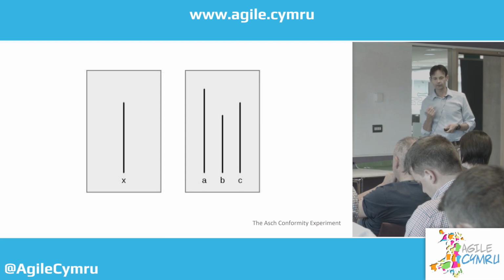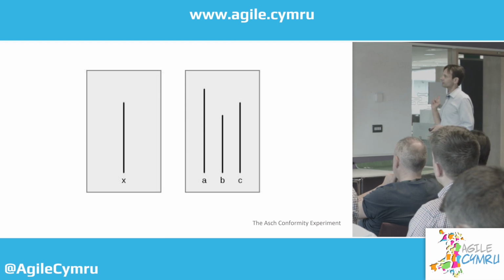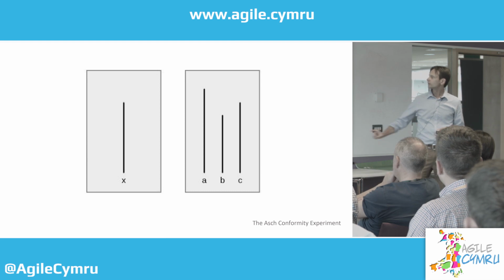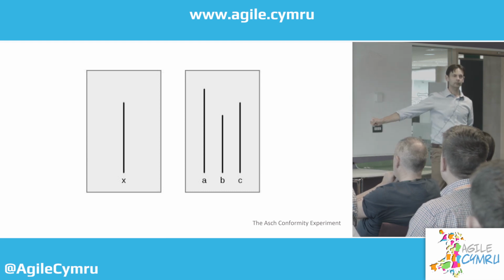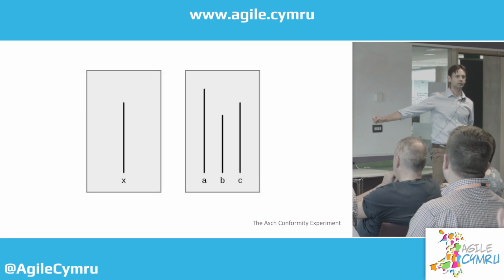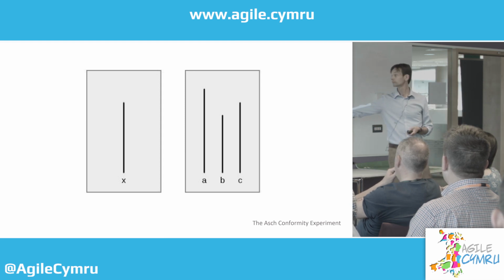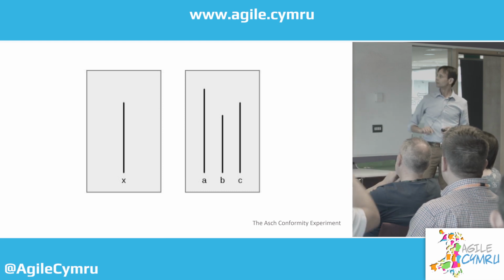Here's an example of it. It's called the Asch conformity experiment. Be careful how you look this one up. Basically what they did, first of all, let's do a quiz. So look at line X. I would like you to put your hand up for which line you think is the same length as line X. So is it A? Is it B? One for B. Is it C? All right.